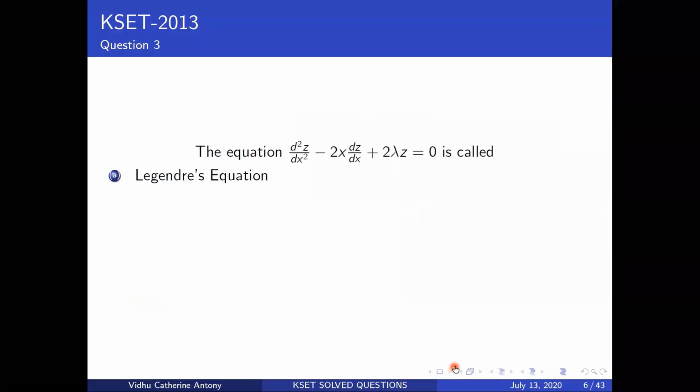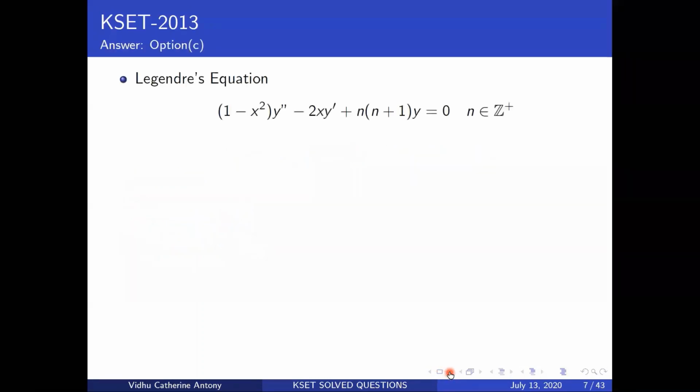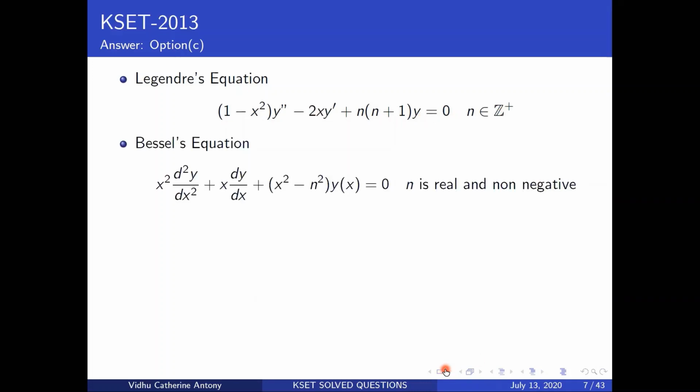So is this a Legendre differential equation or a Bessel equation or Hermite equation? And I don't think you might have heard about the Beltrami equation. Let's just look at how it looks. Okay. So your Legendre differential equation looks like this. Okay, 1 minus x squared y double prime minus 2 y prime plus n into n plus 1 into y is equal to 0. Okay, so this is just a thing to memorize.